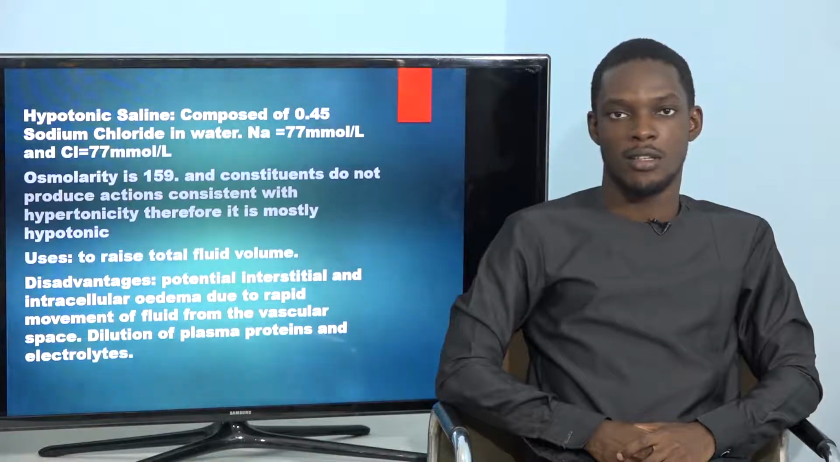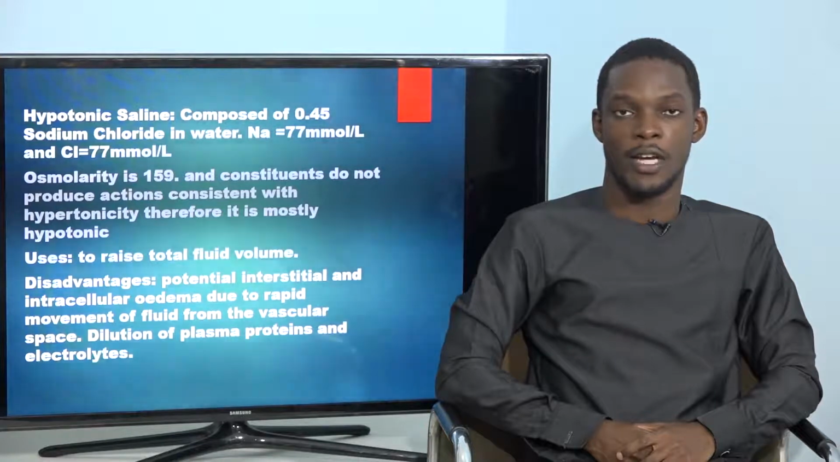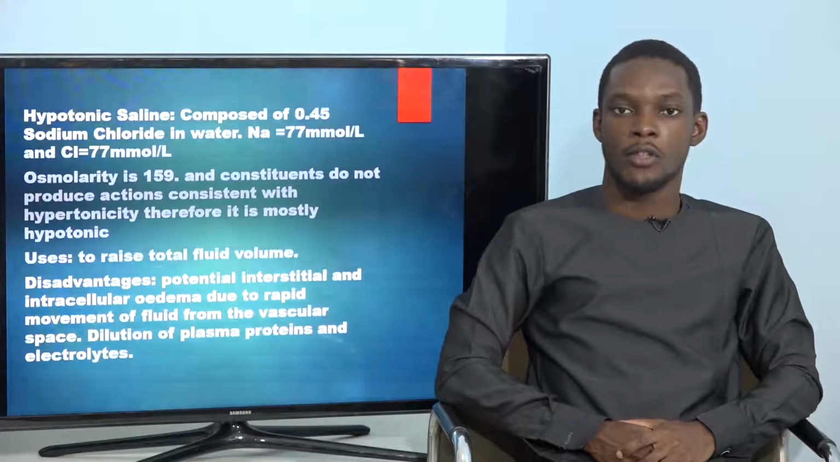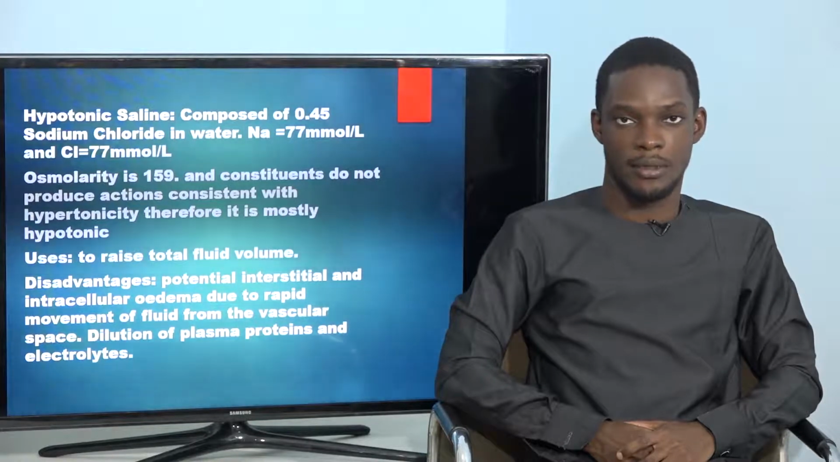In third spacing, one may note swollen abdomens and swollen feet as a result of edema, and even probably swollen cerebral space or cerebral edema. And therefore, one has to be cautious when administering 0.45% normal saline. Normal saline may also result in dilution of plasma proteins and electrolytes within the vascular structure.